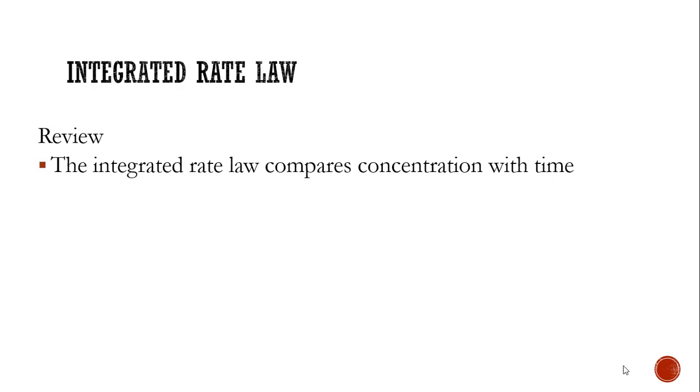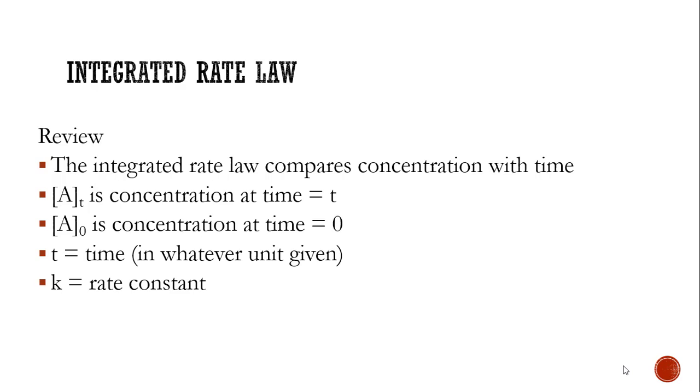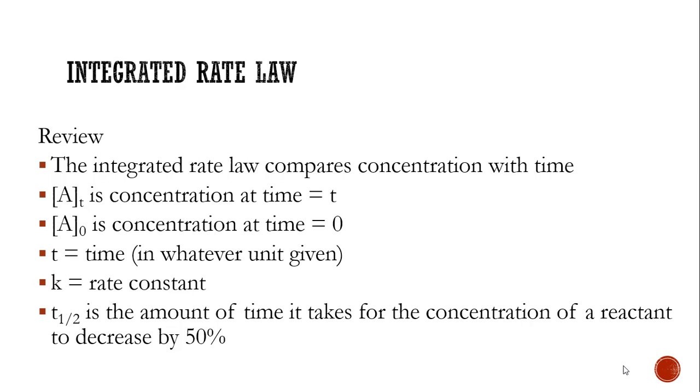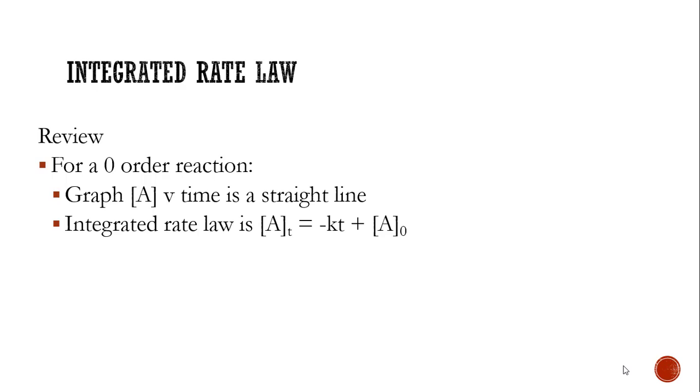So to review, the integrated rate law compares concentration with time. Our definitions are A sub t is the concentration at time t, A sub 0 is the concentration at time equals 0, t is the amount of time that has elapsed, k is the rate constant, and the half-life is how long it takes for the concentration of a reactant to decrease by 50%. For a zero-order reaction, the graph of the concentration of the reactant versus time is a straight line. The integrated rate law is in y equals mx plus b form, A sub t equals minus kt plus A sub 0. But on the formula sheet, it will look like this.